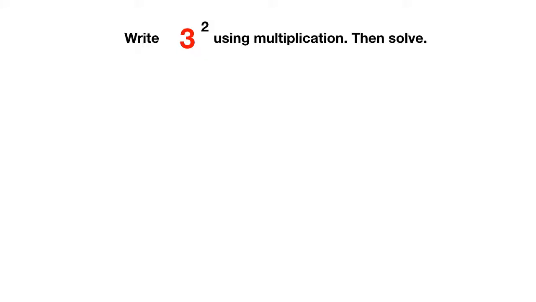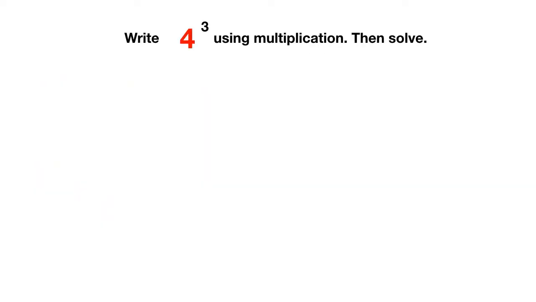Let's look at another. Let's say you're asked to write 3 to the power of 2 using multiplication and then to solve. Well, we have 3 to the power of 2. What number are we multiplying here? That's the base, it's the 3. And how many times are we multiplying 3? We're multiplying 3 twice, so that looks like 3 times 3. It's 3 being multiplied by itself twice. Now what does 3 times 3 equal? Well, 3 times 3 equals 9.